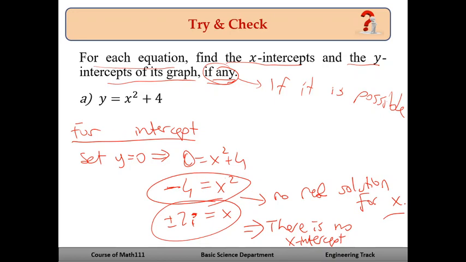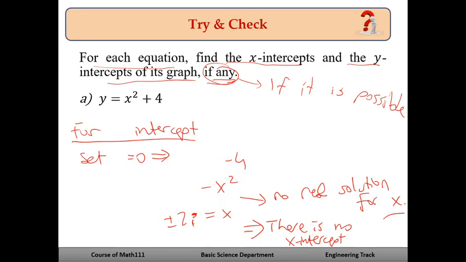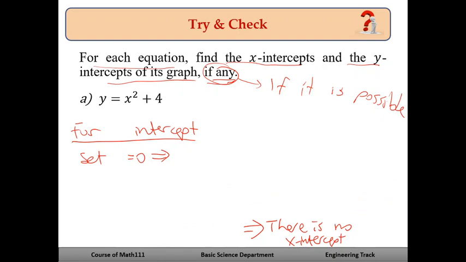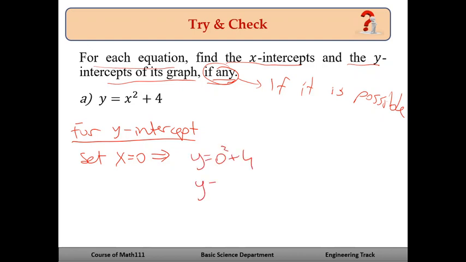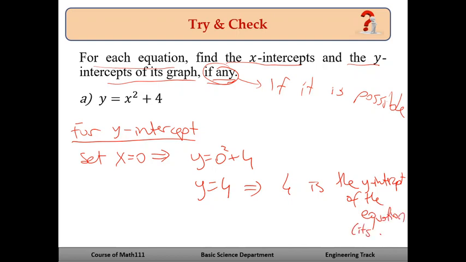So for the y-intercept, we do the same thing, I mean, almost the same thing, but this time for y. For the y-intercept, set x equal to 0, and this will be y equal to 0 squared plus 4, and y equal to 4. So you say 4 is the y-intercept of the equation, or its graph.